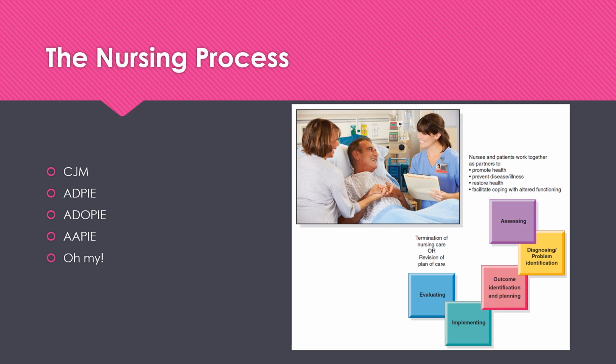Sometimes our best laid plans don't work and we start all over again, and sometimes our plans work great and the patient gets better. I'm sure you all really want to know what the difference between ADPI, ADOPI, and API are. Well, they're the same things. But in ADOPI, outcomes identification and planning got their own letter. So ADPI is ADOPI with outcomes getting its own letter. API is a little different.